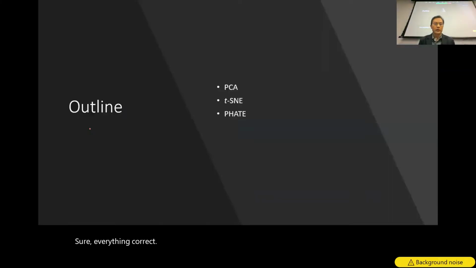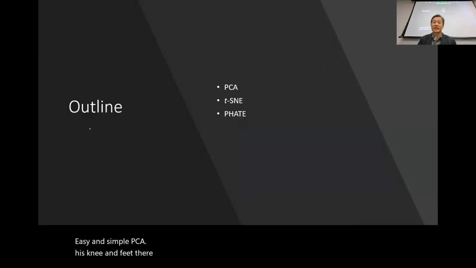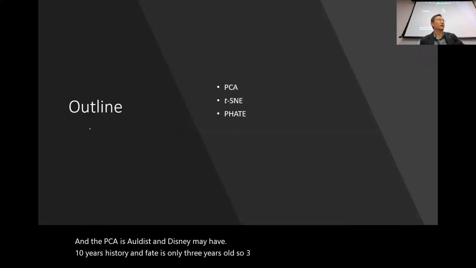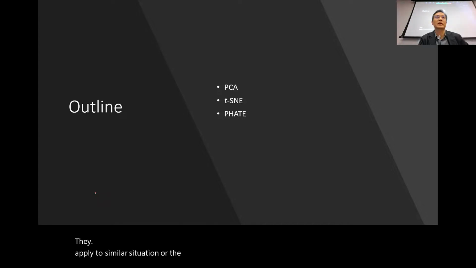Okay, well, so 3 topics. It's easy and simple: PCA, t-SNE, and PHATE. There are 3 different techniques for dimension reduction. PCA is the oldest, t-SNE may have 10 years of history, and PHATE is only 3 years old. So 3 different algorithms have different ages, and they apply to similar situations. All the purpose is to do dimension reduction.